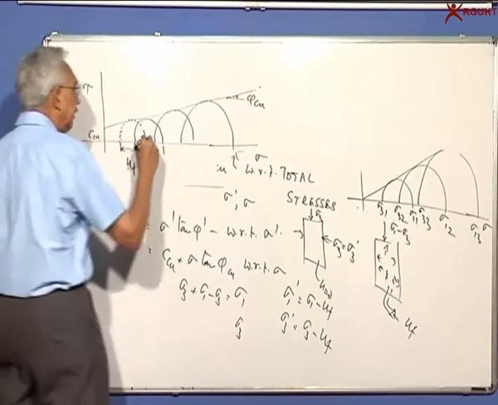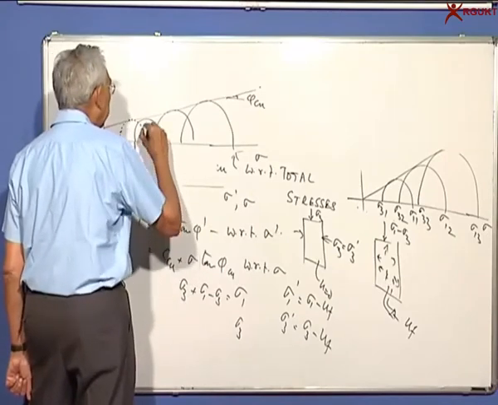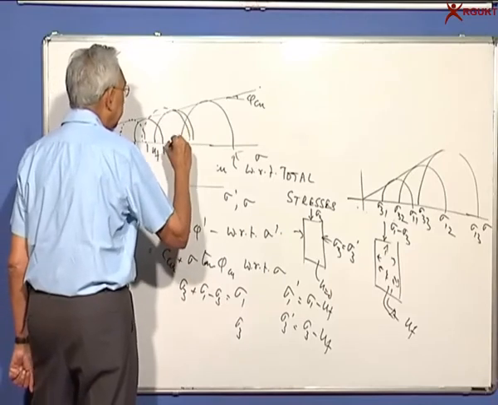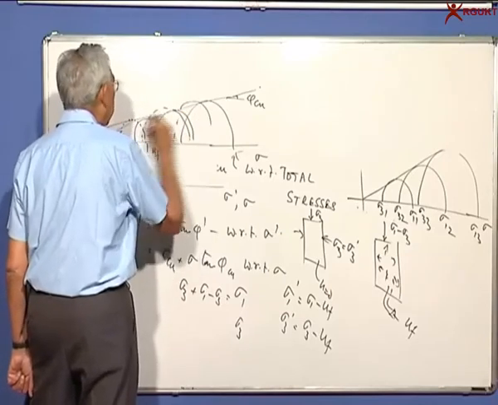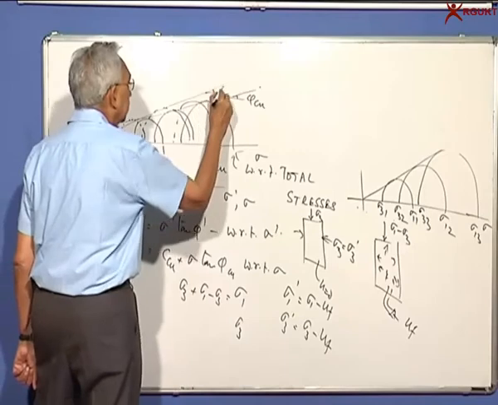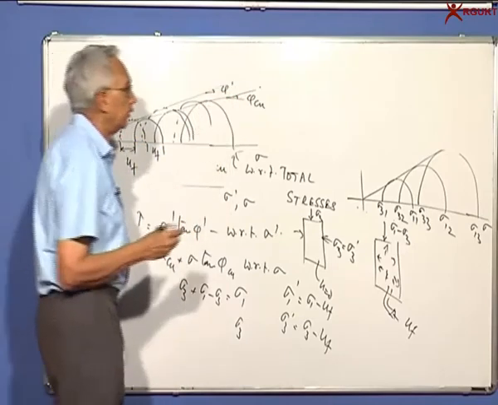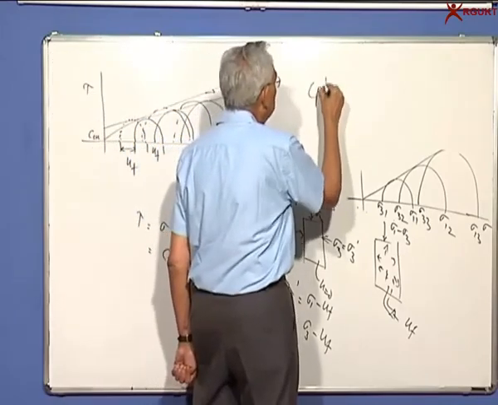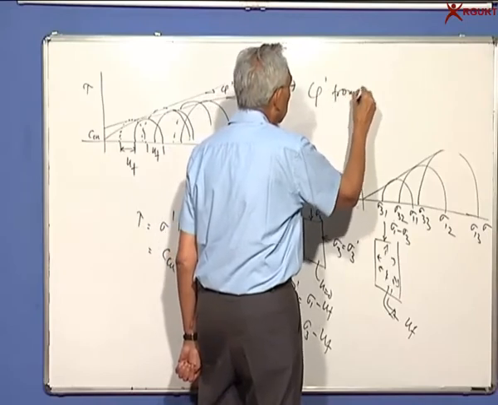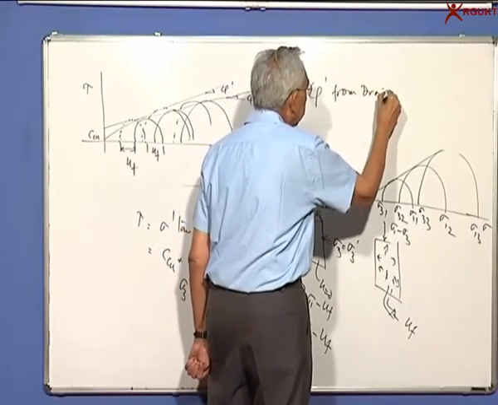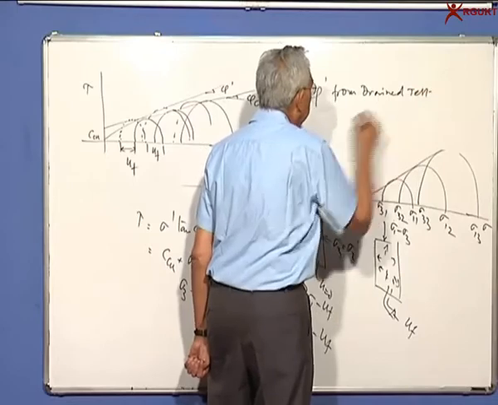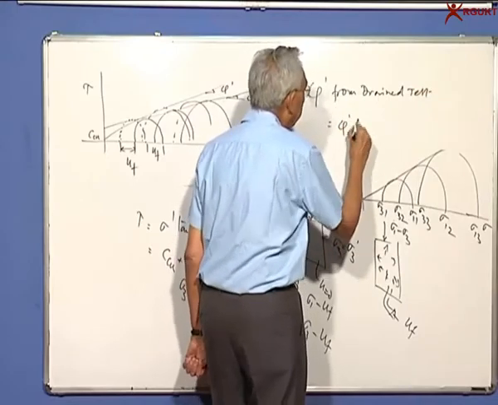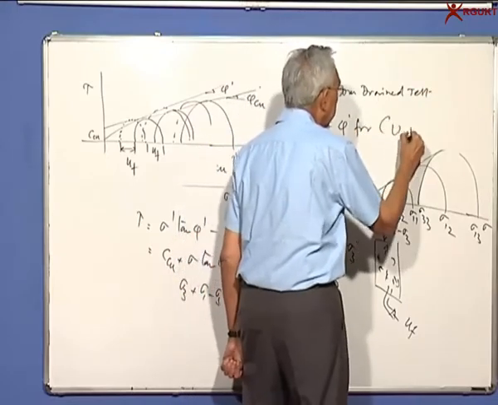Whereas if I now look at the effective stress circles, you will get a straight line, and this gives me phi prime. So what we find is phi prime from drained test is equal to phi prime from CU test.